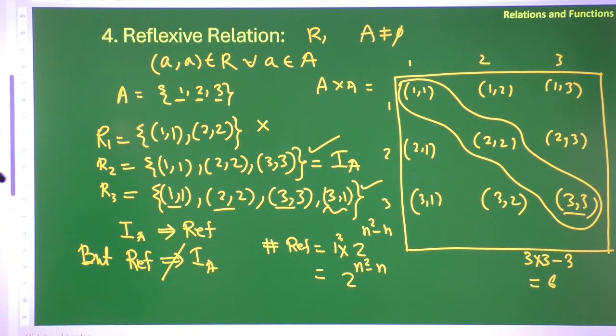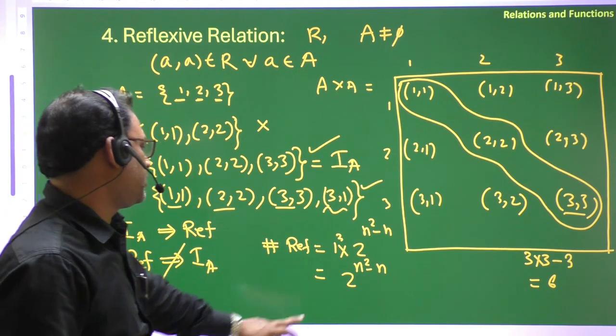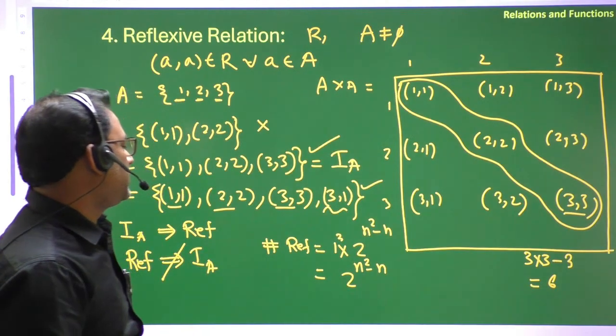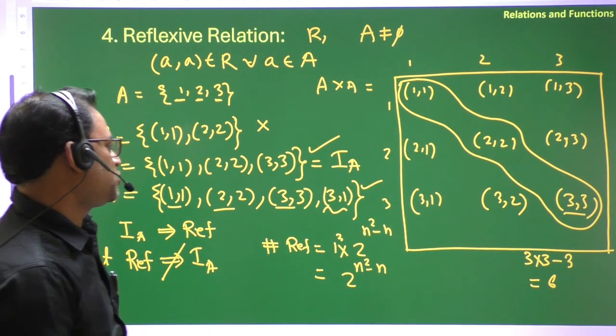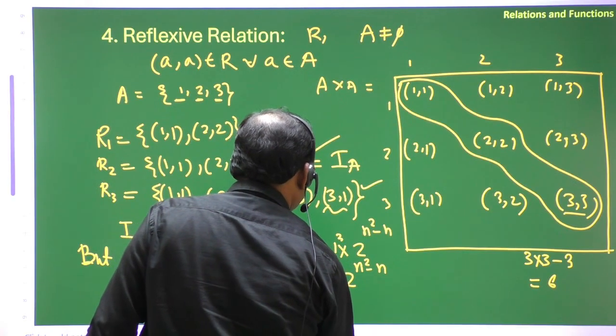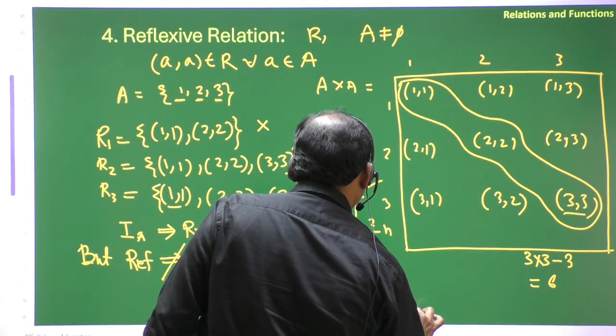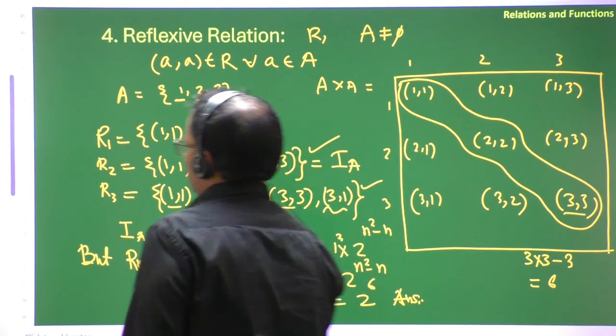How do we count the total number of reflexive relations? If there are 3 elements, the total number of reflexive relations will be 2 to the power 3 squared minus 3, that means 2 to the power 6. So for 3 elements, the number of reflexive relations is 2 to the power 6. I hope this part is clear to everyone.